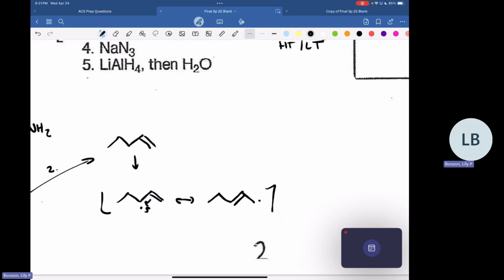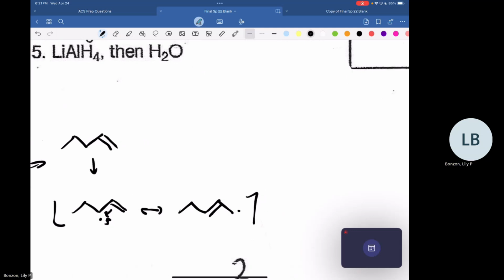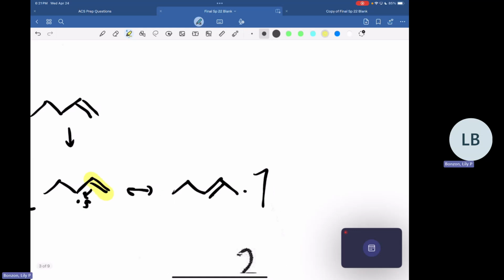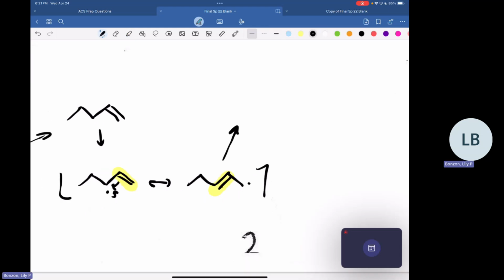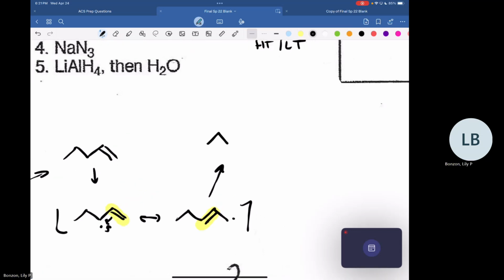So these are our two resonance structures that we can get. For the high temperature, it's going to form the more stable alkene. If we look at the difference between them, the one on the left is a mono-substituted alkene, whereas the one on the right would be di-substituted. Since we have the high temperature and we want the more stable alkene, that's what we're going to attach our bromine to. So this is going to be the product of reaction number 3.